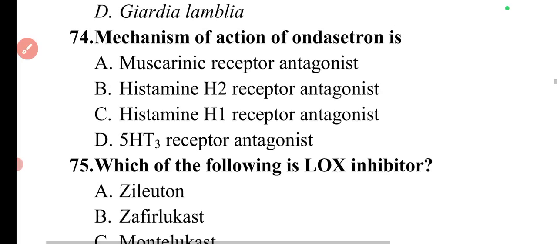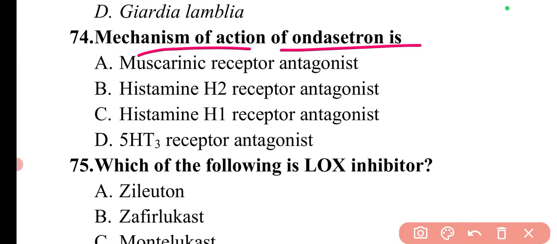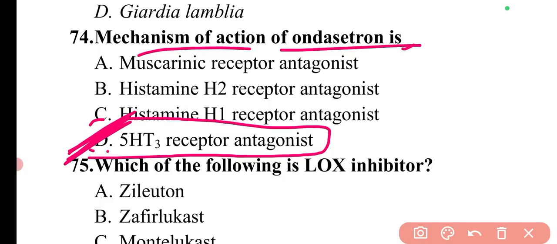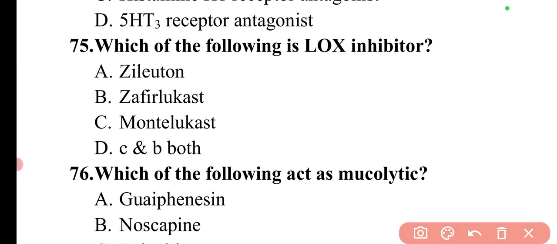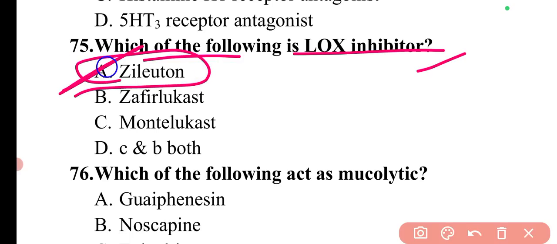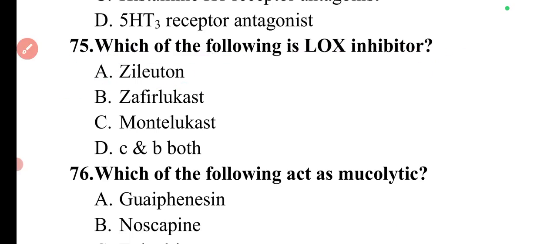Next question is, mechanism of action of ondansetron is. So the mechanism of action of ondansetron is that it is a 5-HT3 receptor antagonist. So here option D is correct. Next question is, which of the following is a LOX inhibitor? LOX is lipoxygenase. So the LOX inhibitor is zileuton. So here option A will be the correct answer.